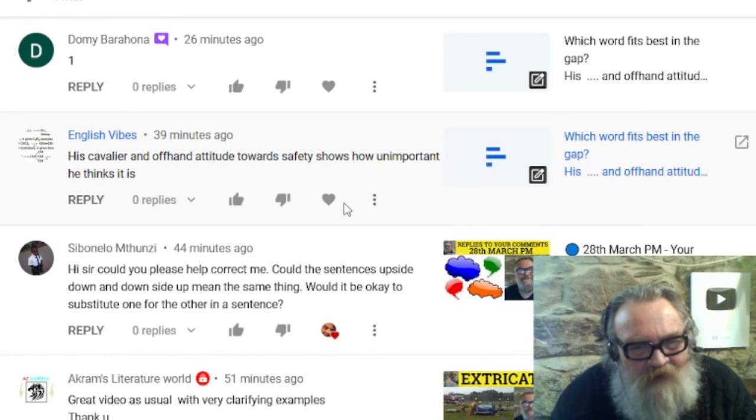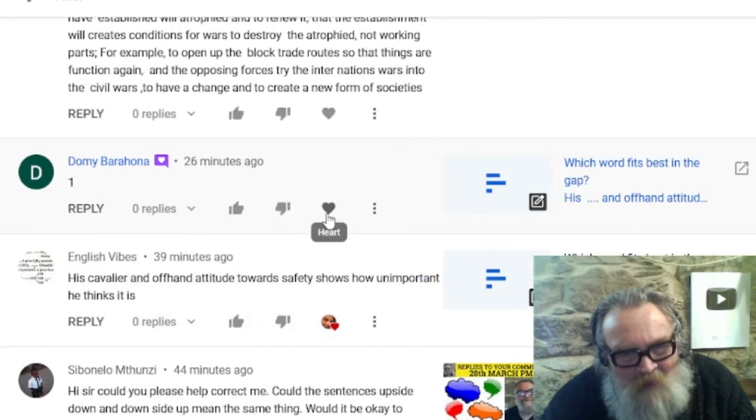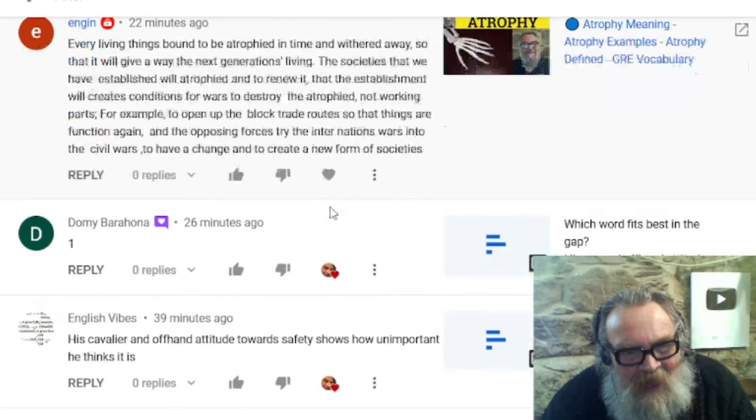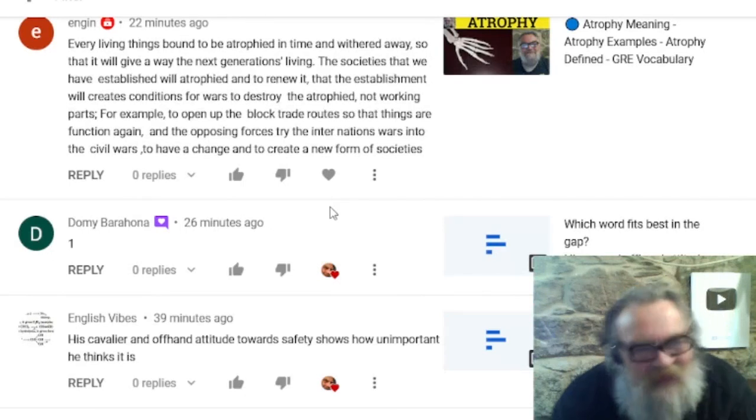His cavalier and offhand attitude towards safety shows how unimportant he thinks it is. Very good. And Dommy, number 1, cavalier. And Engine. Every living thing, singular.